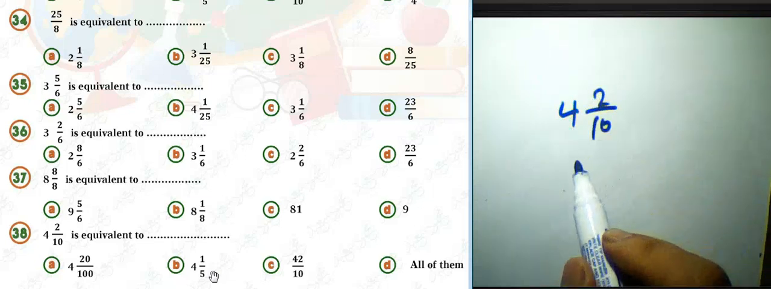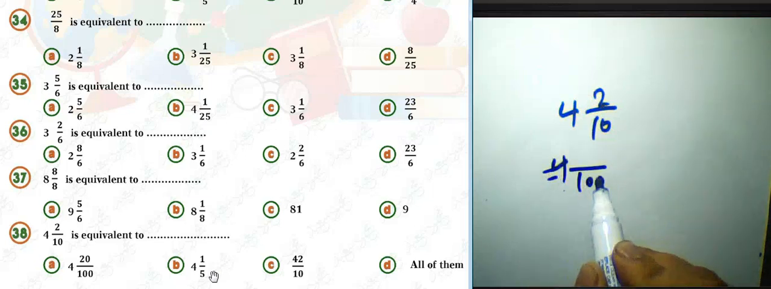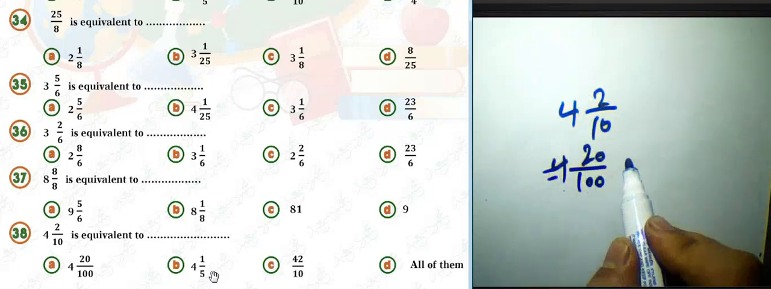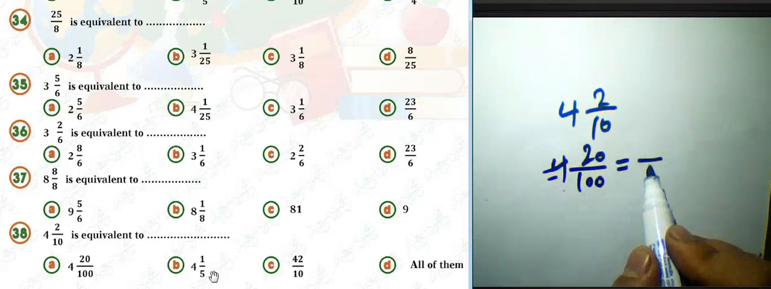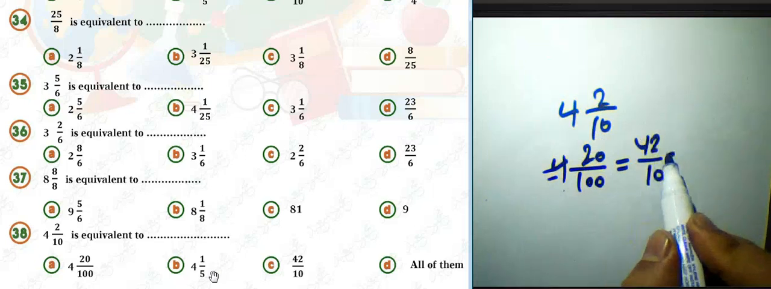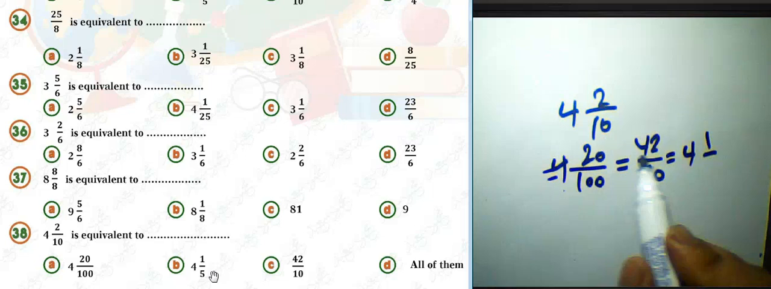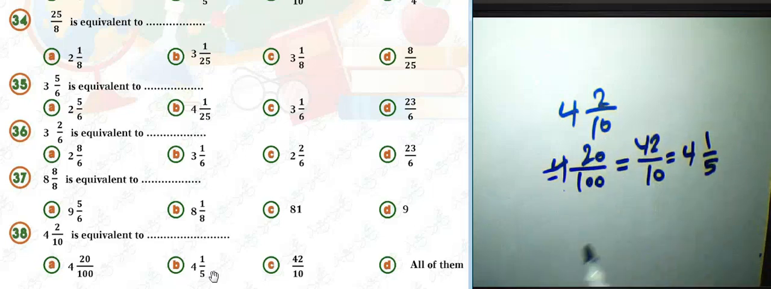Again, 4 and 2 over 10, we can write it as equivalent, 4 and 20 over 100 here. Or you can write it with 10 in the denominator: 4 times 10 equals 40 plus 2 equals 42. Or you can simplify it, 4 and 2 over 10: 2 divided by 2 equals 1, and 10 divided by 2 equals 5. So we must choose letter D about this example.